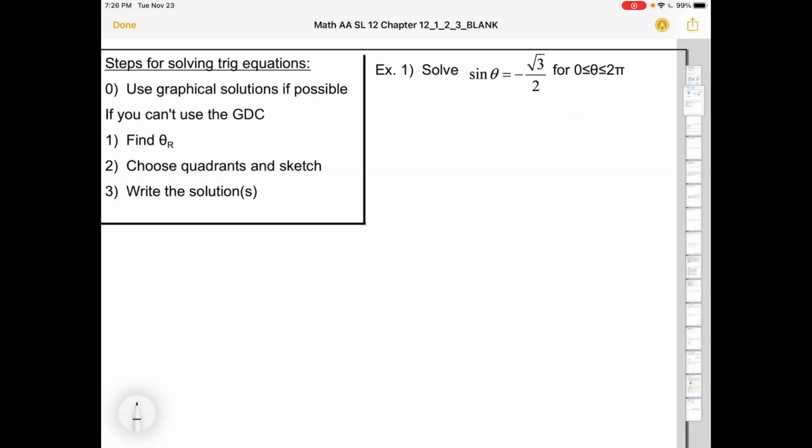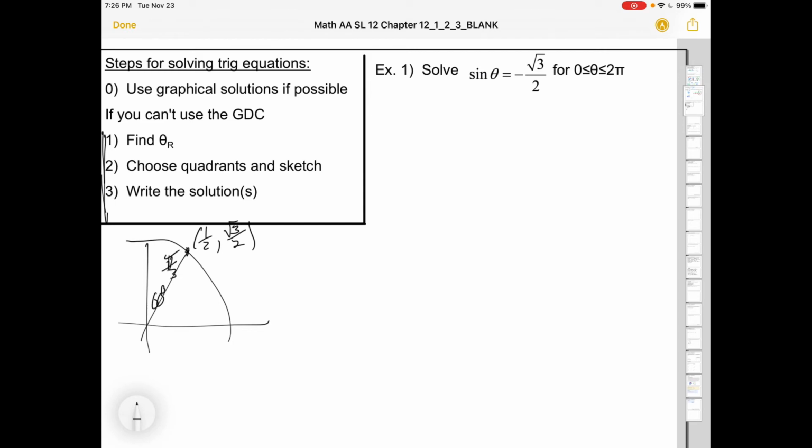However, we may not always have our GDC, and also we don't get exact solutions necessarily. We probably will in degrees, but we'll have a harder time in radians. So if you can't use the GDC, here are some good techniques. Find the reference angle, choose your quadrants, and sketch your answer, and then write your solutions. So we're going to do the exact same question that we did before, but we're going to do it in radian mode. So I knew from my unit quarter circle that right over here I have the point 1/2, root 3 over 2. Okay, that's at 60 degrees or pi over 3.